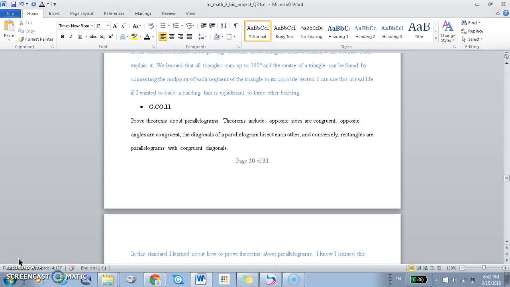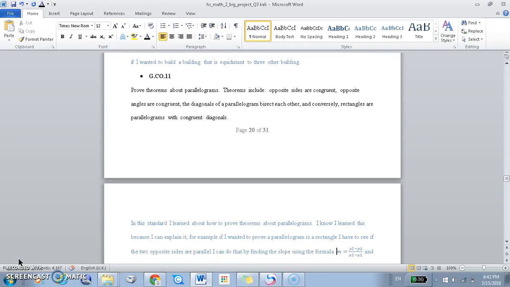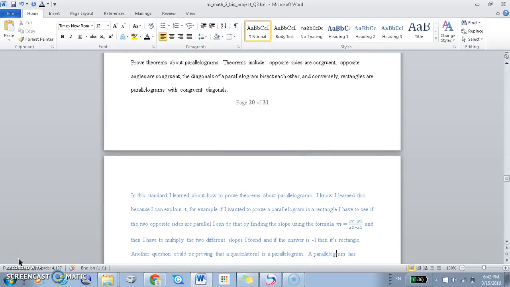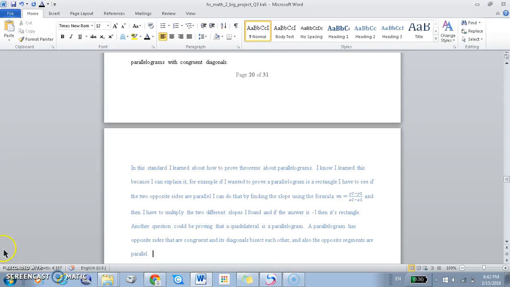So the next standard is GCO 11. In this standard, I learned about proving theorems about parallelograms. I know that I learned it because I can explain it. So for example, if I wanted to prove that a parallelogram is a rectangle, I have to see if the two opposite sides are parallel. I can do that by finding the slope, and to do this I have to use the slope formula, which is y2 minus y1 over x2 minus x1.